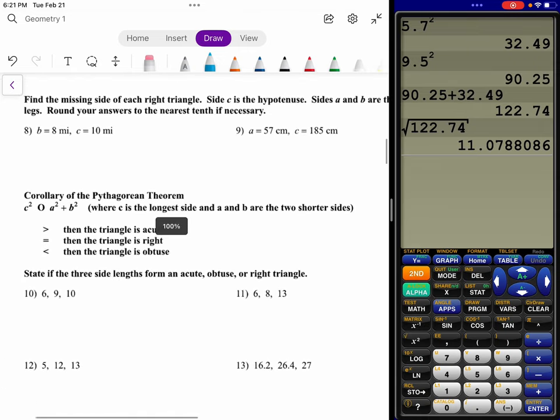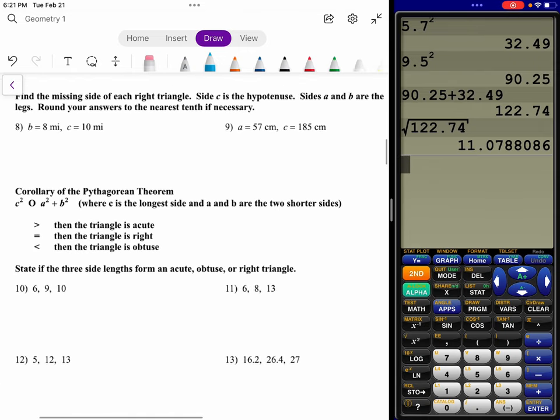Down here, these directions still apply. For 8 and 9, refer to the Pythagorean theorem. It says find the missing side of each right triangle. Side C is the hypotenuse, sides A and B are the legs. Round your answer to the nearest tenth if necessary. So we know that A squared plus B squared equals C squared because A and B are legs and C is the hypotenuse. So we can plug in. Looks like we don't know A, so A squared plus 8 squared equals 10 squared.